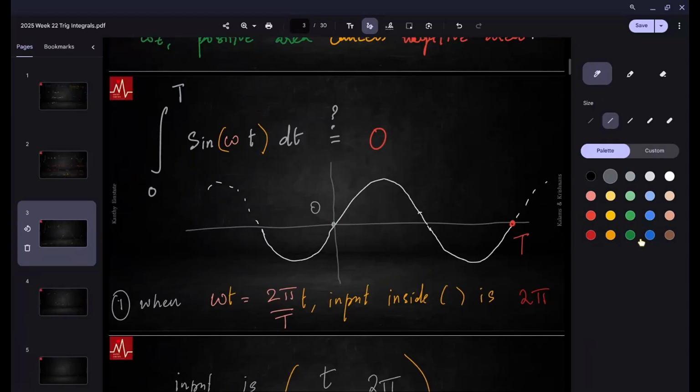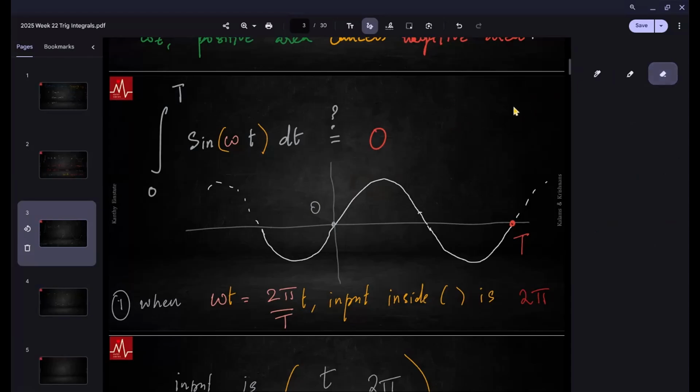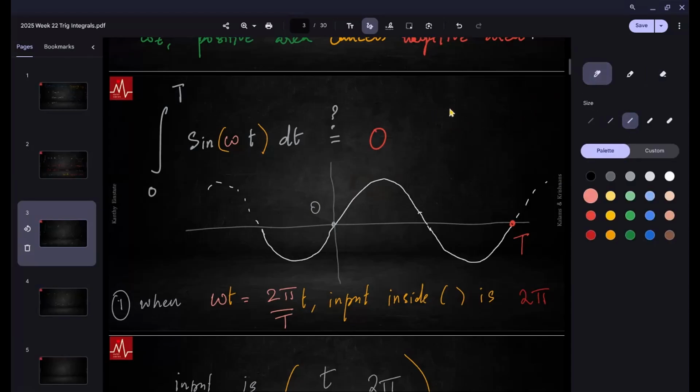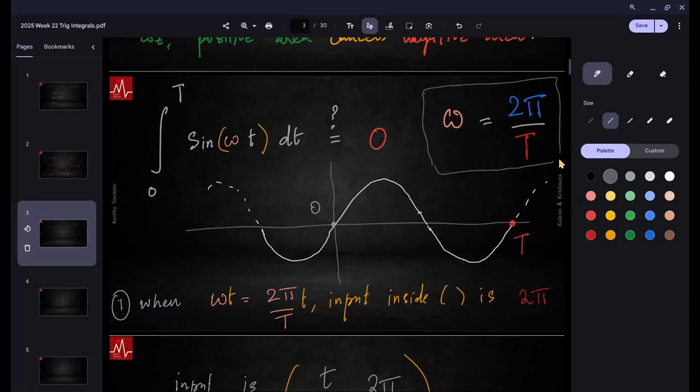Bottom line, this is an important relation. Your omega equals 2 pi by t. Whenever your time is exactly equal to t, you get here. Of course, this axis is your time axis. That axis is your time axis.